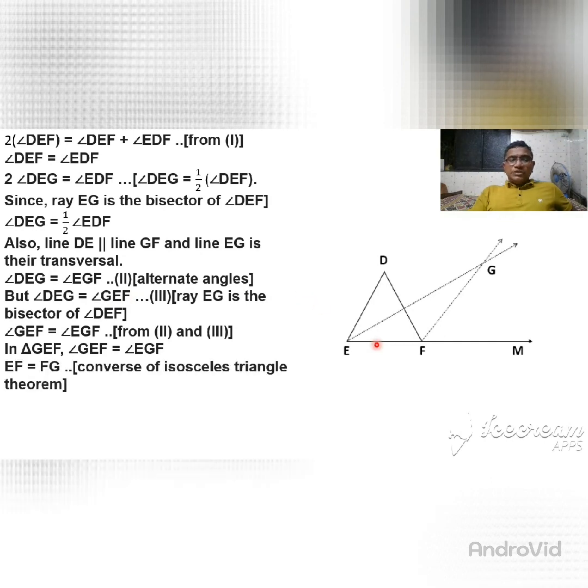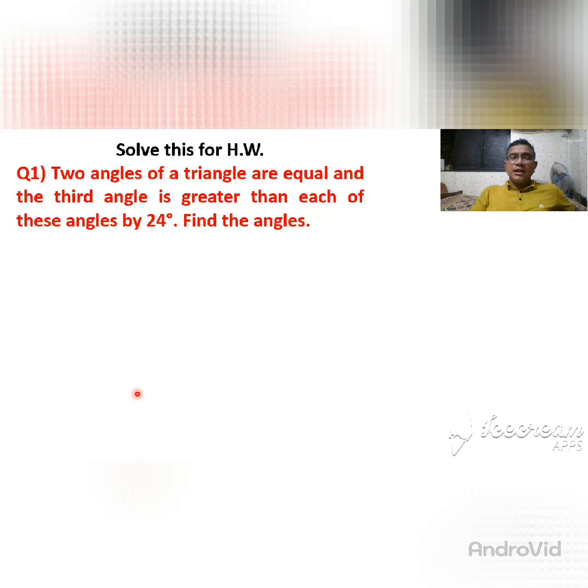So this E angle and this G angle are congruent. When two angles are congruent, their opposite sides are congruent. So the side opposite E angle is FG, and the side opposite G angle is EF. So EF is equal to FG. It is the converse of the isosceles triangle theorem.